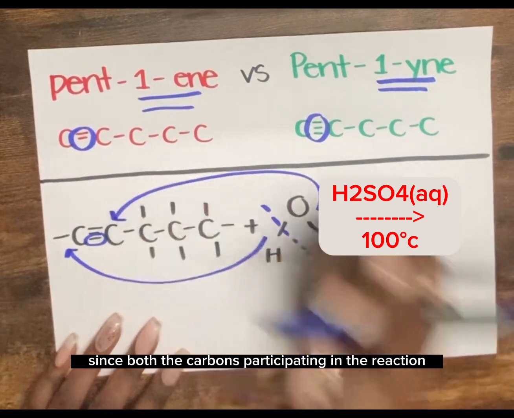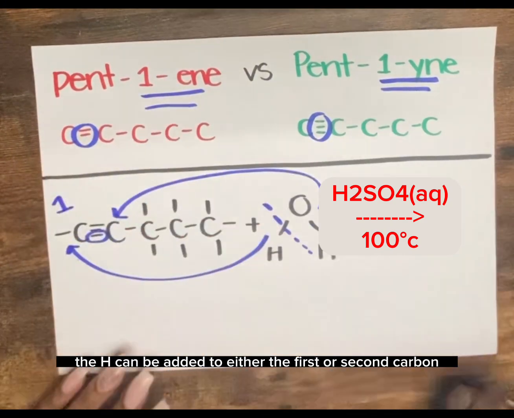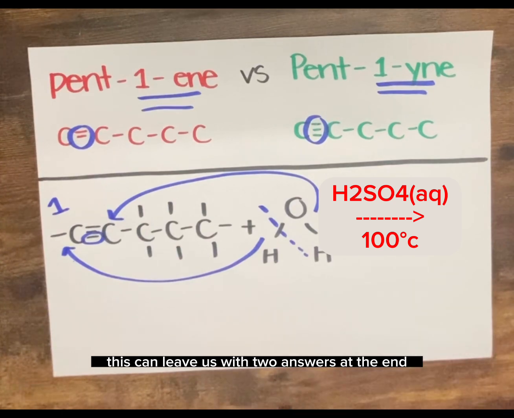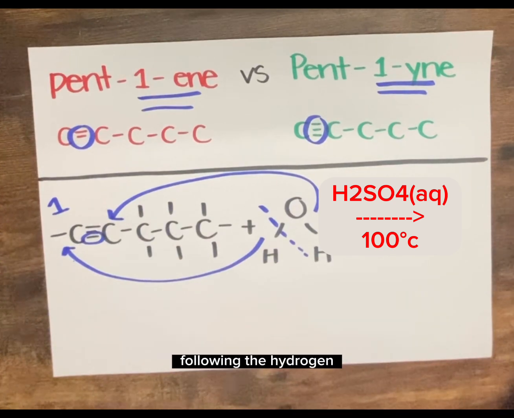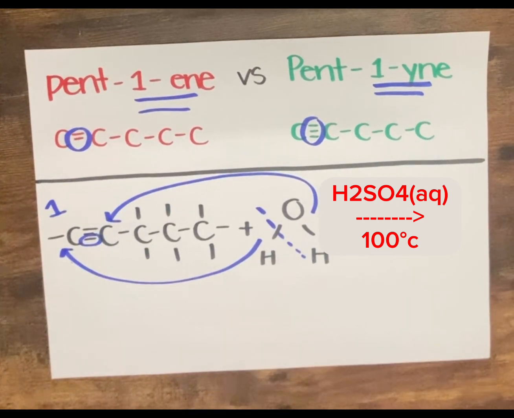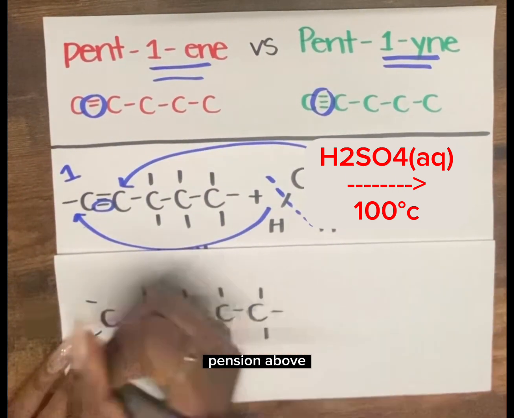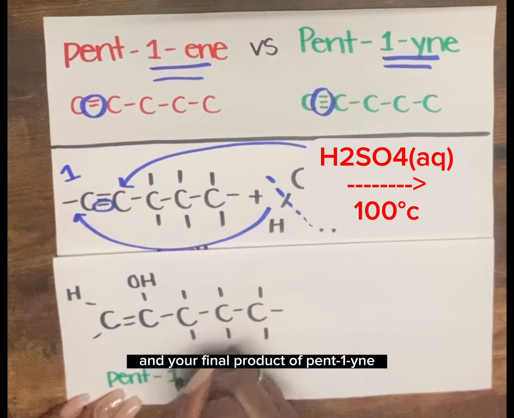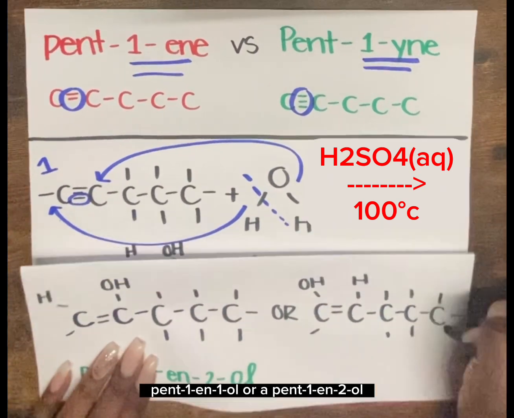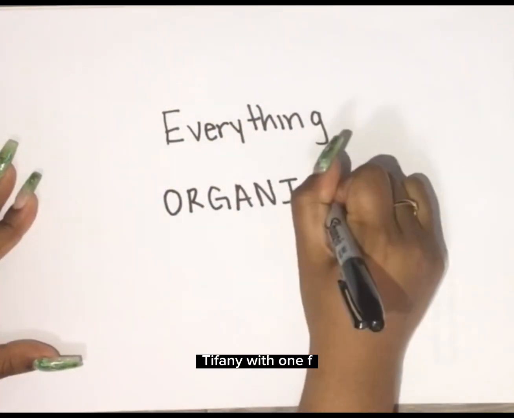Since both the carbons participating in the reaction only have one significant carbon, the H can be added to either the first or second carbon. This can leave us with 2 answers at the end. Following the hydrogen, the OH can also be added to the first or second carbon. Finally, redraw your arrow with the catalyst mentioned above, and your final product of pent-1-ine and water should be a pent-1-ene-1-ol or a pent-1-ene-2-ol. Hope that answers your question, Tiffany, with 1F.